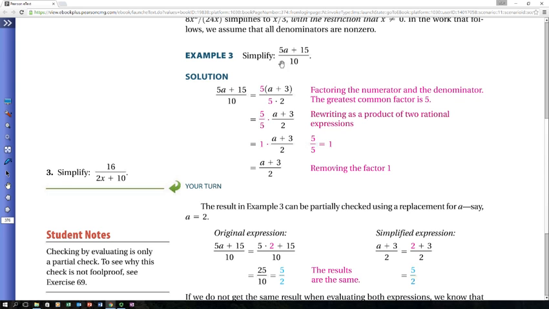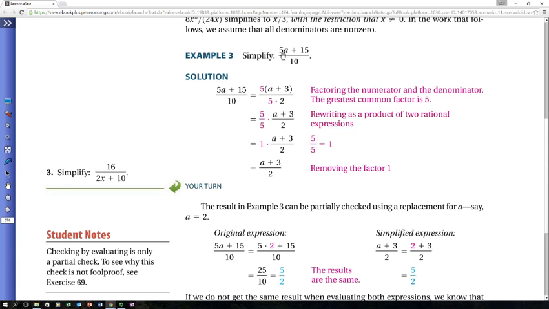So I'm going to look at this numerator here, 5a plus 15. Well, when I start factoring any polynomial, I want to look for common factors first. And in this case, 5 is the GCF between these two here, right? We're going to use that GCF for greatest common factor. You're going to hear factoring a lot. But the greatest common factor between 5a and 15 is 5.